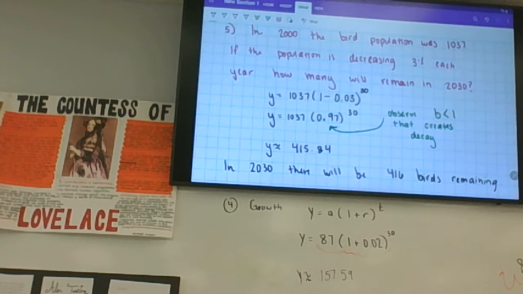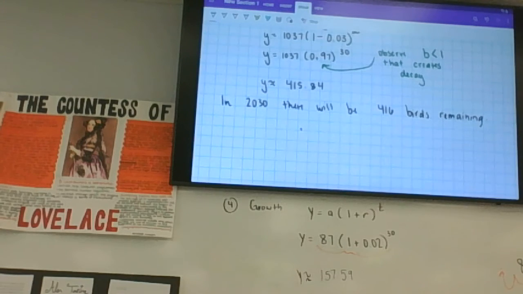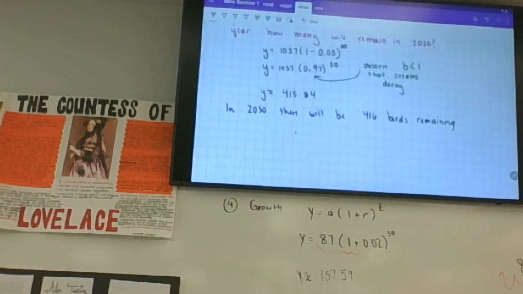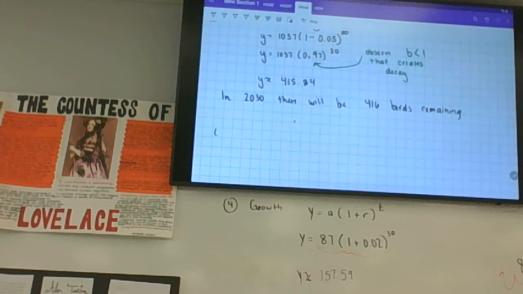So, less than half. 30 years later, in 2030, 416 birds will be left. Better get them in a sanctuary. All right, last one, and then we're going to look at some word problems that the textbook writers wrote, something more formal. I just wanted to give you an example of each one.